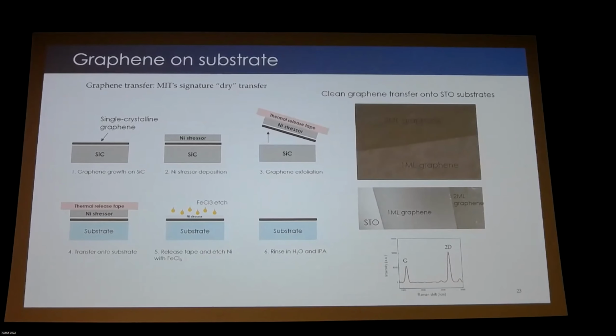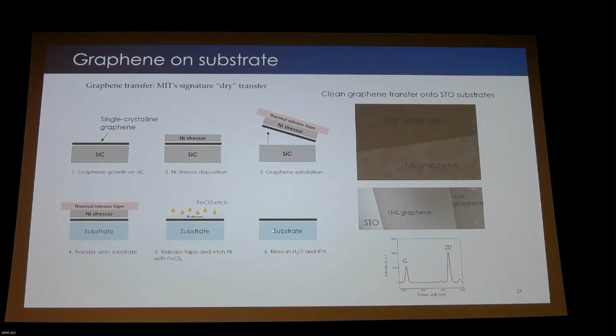So this is the dry transfer method that was developed at MIT. It's a semi-dry transfer because you still put it in liquid. But you first start off with graphene that's grown on a single crystalline substrate, such as silicon carbide. You deposit a very thin nickel stressor layer, and then you peel it off using thermal release tape. And you just transfer this onto your desired substrate, release the TRT by heating it up, and etch away this nickel stressor layer using FeCl3.